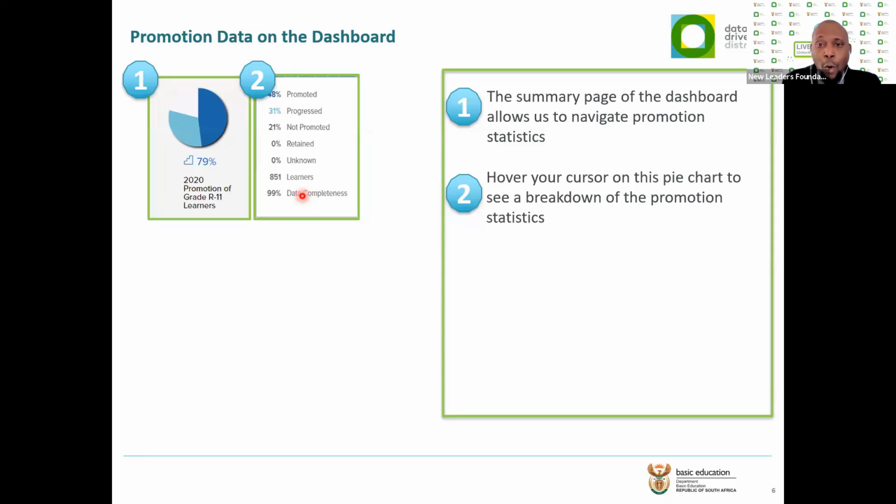Okay, so I hope you understand what the pie chart says. When you log on to the dashboard, it's under your summary page. You would see the promotion statistics. It's very good to look at that, right? You get a holistic view, like the problem statement. It tells you what percentage of progressed learners you actually have.